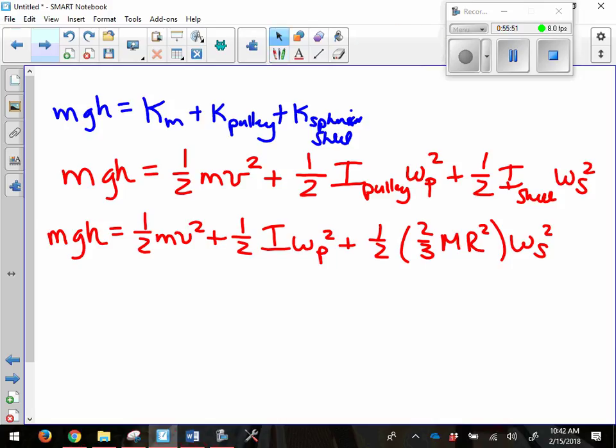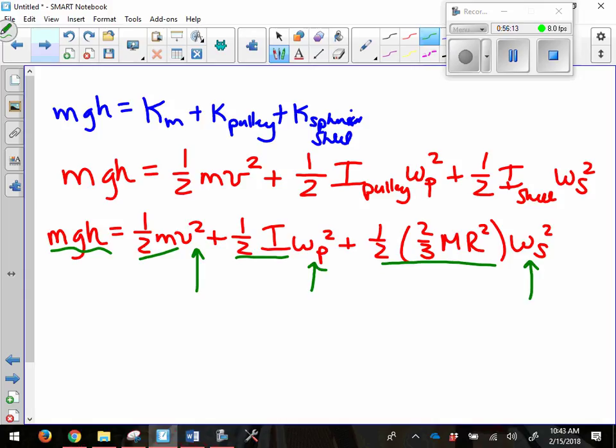So this is kind of cool. I know all of this. I know that. I know that. I know that. I'm looking for that, the V. But I have two other things that I don't know. I don't know omega P. I don't know the rotational velocities for the pulley or the sphere. So what am I going to do? So what do you think?